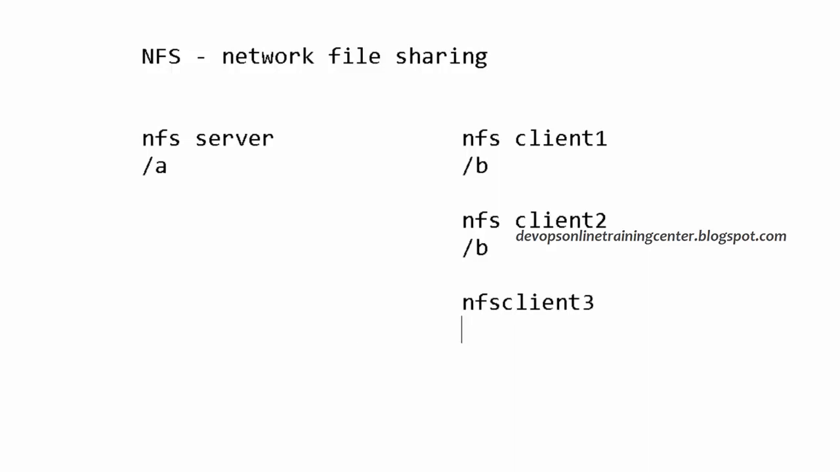So NFS client 3. So these are the different machines, right? So I have 3 machines and I have created 3 directories, and let us say I want to update some software. So I just copy my software here, chef.rpm. So automatically this chef.rpm will also be available in /b on NFS client 1, /b on NFS client 2, /b on NFS client 3, right? So that is what is attaching.